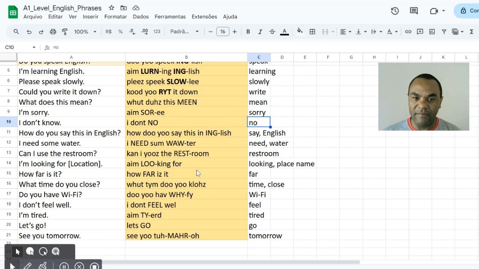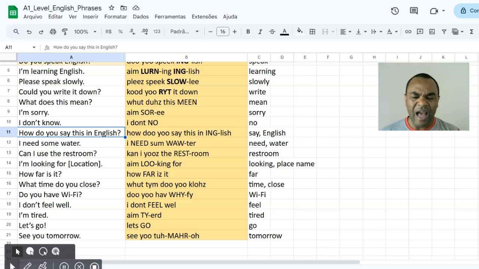Number 11 here. How do you say this in English? Use it when you are not talking about a word specifically, but you want to describe some object or situation and you don't remember perfectly how to say it in English, or when another person is speaking to you and you don't understand some words. You can stop them, say excuse me please, and ask how do you say this in English?